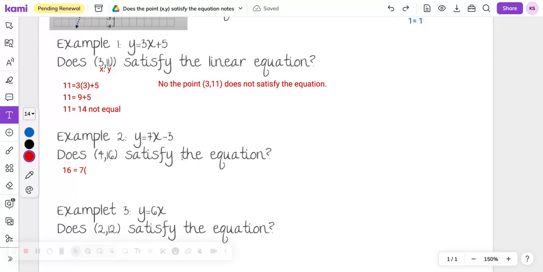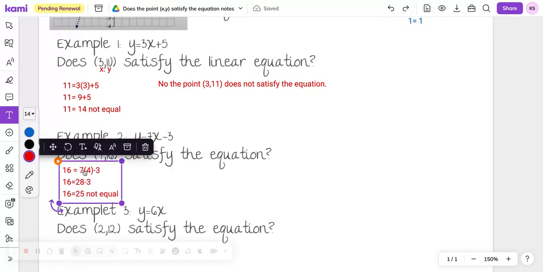We have 4 comma 16, and they want to see if it goes into y equals 7x minus 3. So we start by plugging in that 16 for y, and then equals 7, and instead of x, we are going to put 4. So 7 times 4 minus 3. Well, 7 times 4 is 28. And 28 minus 3 is 25. So 16 equals 25. They do not equal.